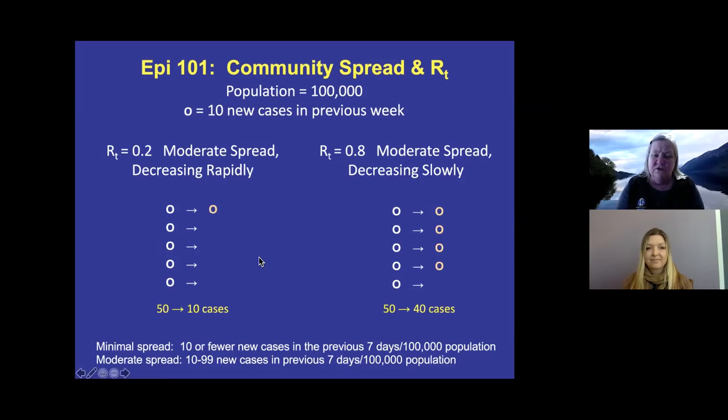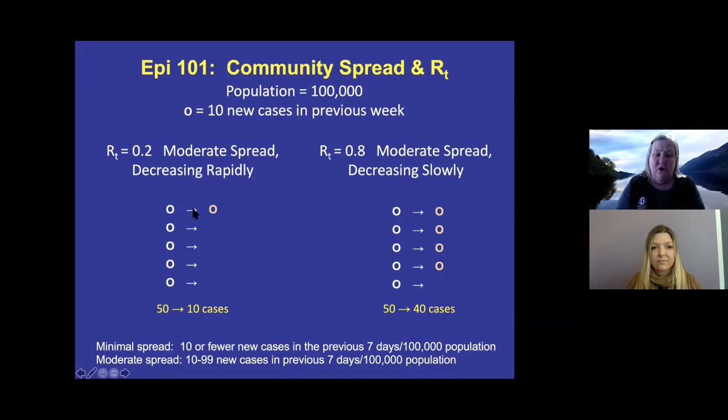And here are just 2 examples of where you have an RT close to 0 and an RT less than 1, but closer to 1. And again, it's in that community with moderate spread. And if we have the RT of 0.2, these 50 cases are going to go into 10 cases.